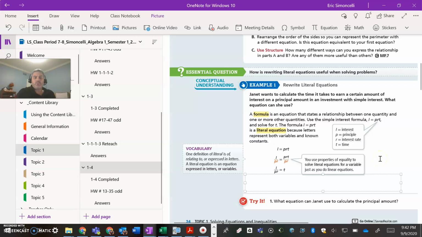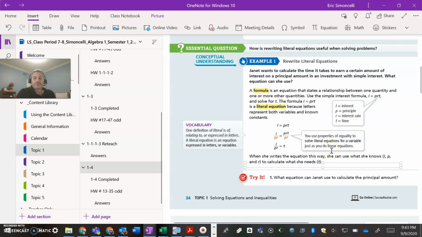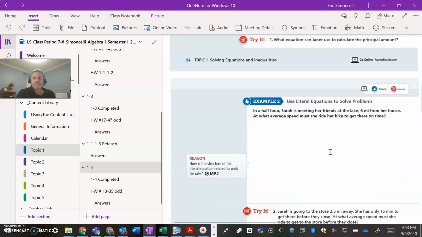So we are going to be dealing with certainly a lot of different formulas in this class. A linear equation is a very important version of a formula that we can utilize in various ways. And I believe if we look down below, it says when she writes the equation this way, she can use what she knows, like I indicated, I, P, and R, in order to calculate what she needs, which would be time in this case. Let's move on to example 2.